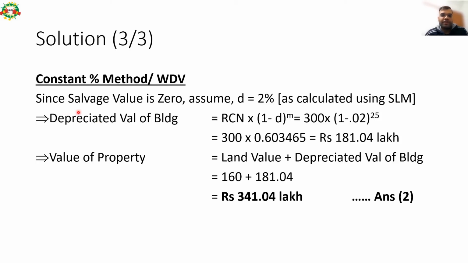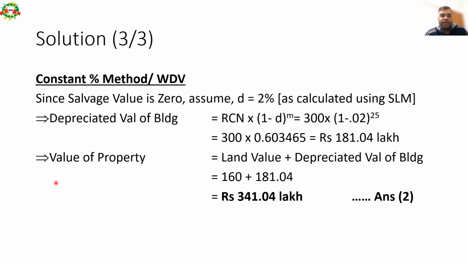Since the salvage value given in the question is 0, we can assume that the annual depreciation for the building is 2%, as calculated in the SLM method. The depreciated value of the building is equal to RCN times (1 minus D) raised to the power M. D is the annual depreciation, which is equal to 2%, and M is given in the question, which is equal to 25 years. So the depreciated value will be equal to 300 lakh rupees multiplied by this factor, (1 minus 0.02) raised to the power 25, which is equal to 0.603465. So this is the total depreciated value of the building using the WDV method.